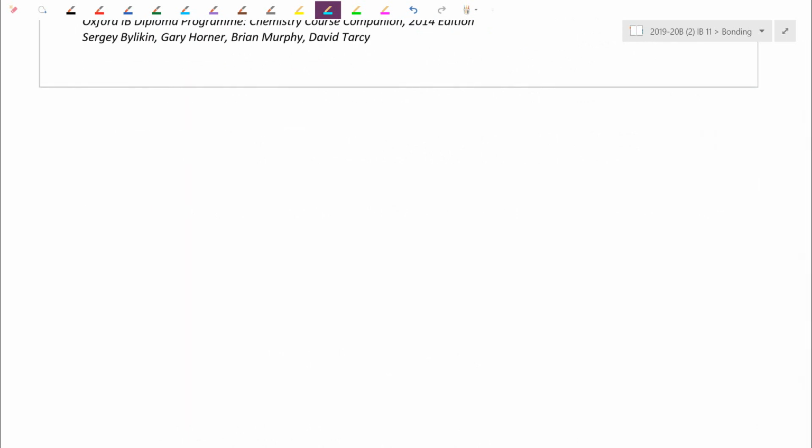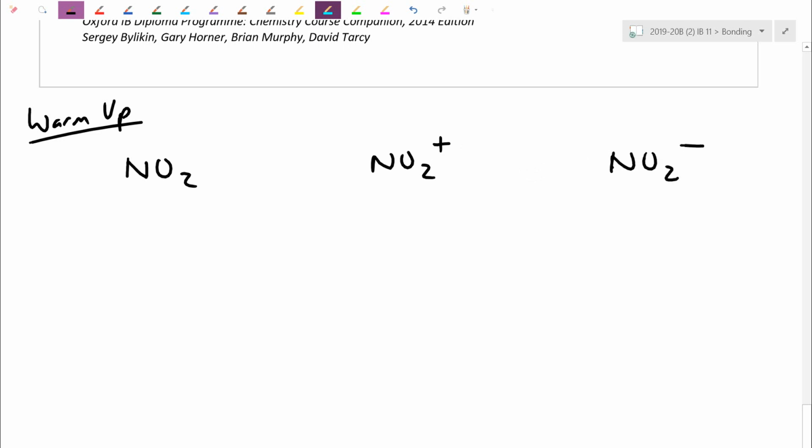Just before we get into that lesson here, make sure you are practicing a lot of this. Again, a lot of this chapter starts off with the Lewis diagram, so you want to make sure you're really comfortable with Lewis. Let's do a warm-up question just so that we can practice here. I want you to imagine drawing for me 3 molecules. Draw for me the molecules NO2, NO2+, and NO2-.